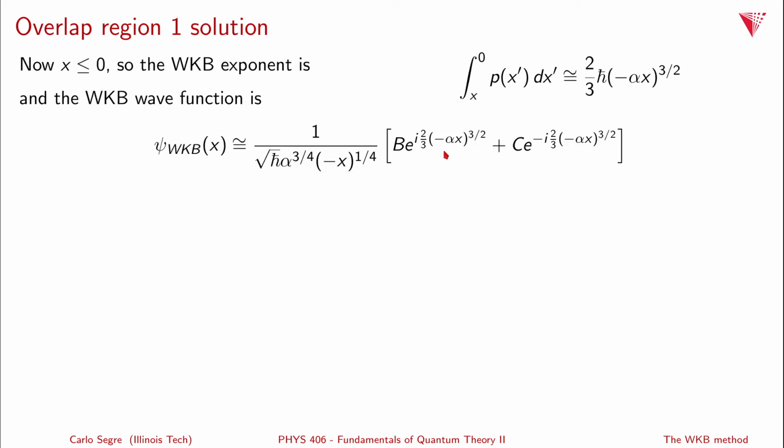And the WKB wave function then has two terms. We have 1 over the square root of h bar alpha to the 3/4 times minus x to the 1/4, all times capital B times e to the i 2/3 times minus alpha x to the 3/2, plus C e to the minus i 2/3 times minus alpha x to the 3/2. So these two are the incoming and outgoing waves to the turning point.